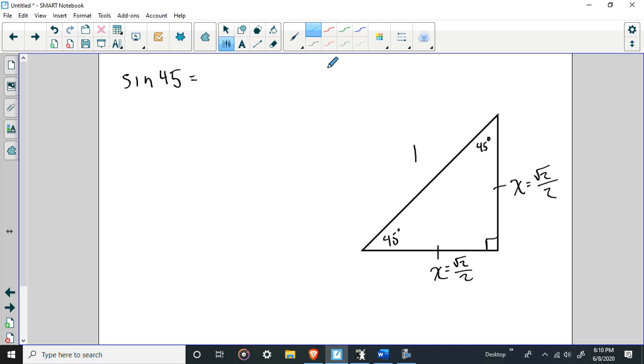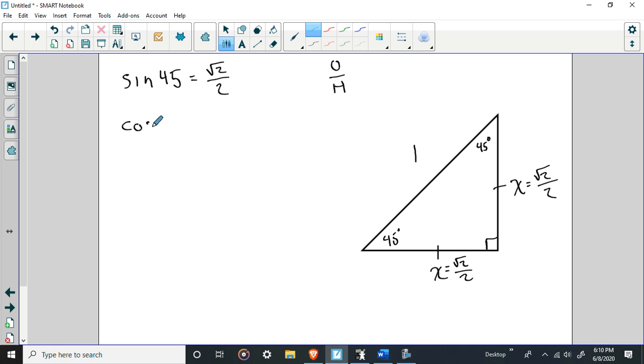Remember, your ratio for sine is opposite over hypotenuse. So you can pick either angle. I'm going to pick this one. So it's the opposite over the hypotenuse. So it's the square root of 2 over 2 divided by 1. And anything divided by 1 is just itself. So that's why we made the hypotenuse 1. So what is the sine of 45? Square root of 2 over 2.